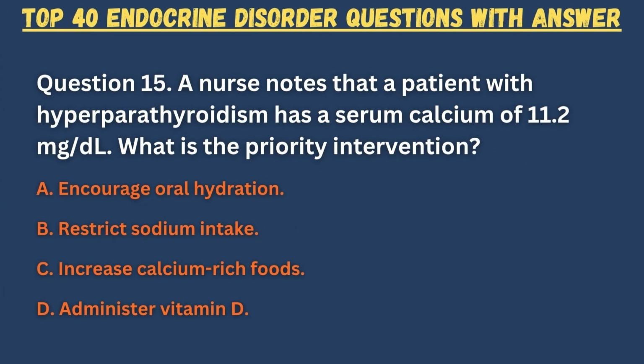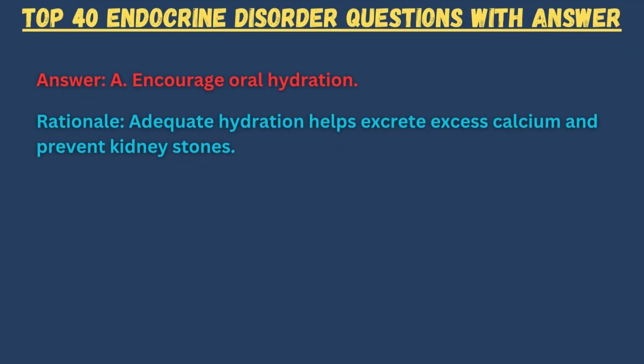Question 15. A nurse notes that a patient with hyperparathyroidism has a serum calcium of 11.2 milligrams per deciliter. What is the priority intervention? A. Encourage oral hydration. B. Restrict sodium intake. C. Increase calcium-rich foods. D. Administer vitamin D. Answer: A. Encourage oral hydration. Rationale: Adequate hydration helps excrete excess calcium and prevent kidney stones.